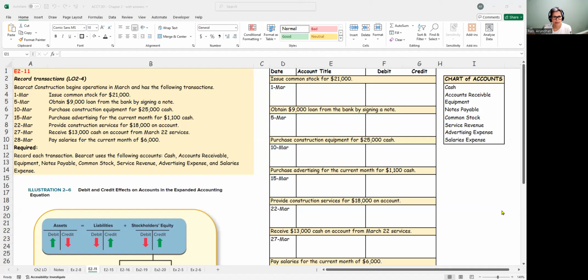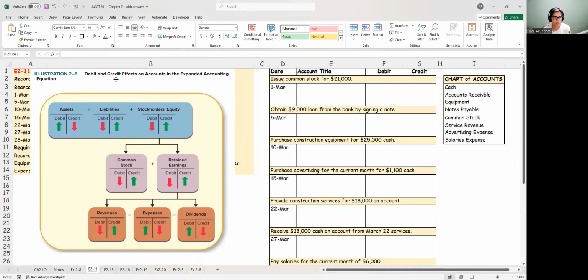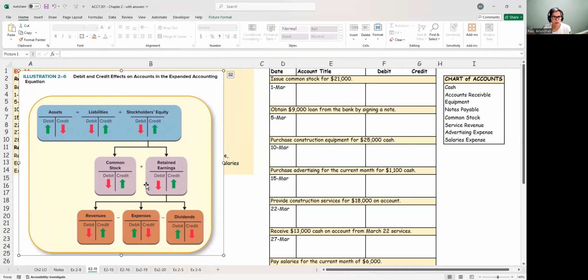Let's move on and look at exercise 2-11. Similar to the previous exercise we worked on, in this exercise, we have a list of transactions that we need to record in the general journal. Again, they've given us a list of account names, and I have those written down over here, under the chart of accounts, obviously. Chart of accounts, again, just simply means it's a list of the accounts that are used or may be used. Further, I'm going to bring this up over here so we can use this if we need any guidance.